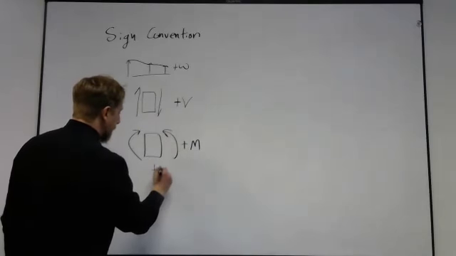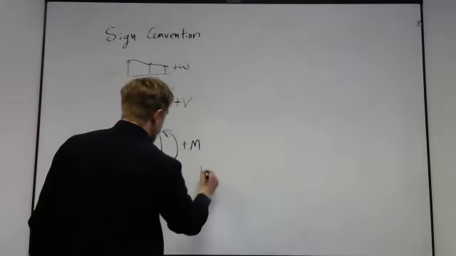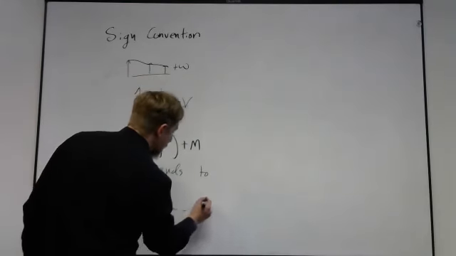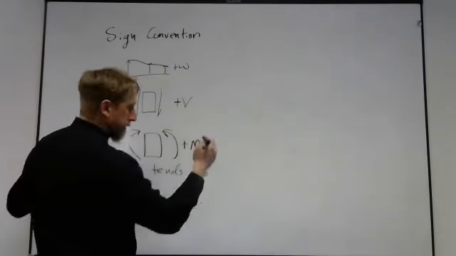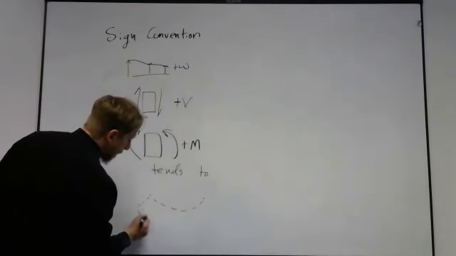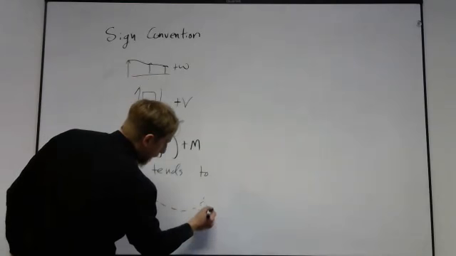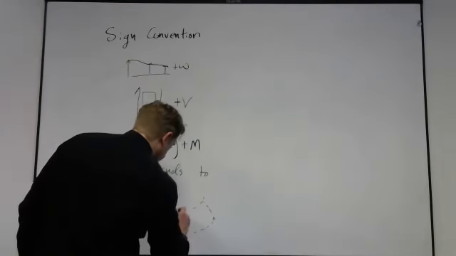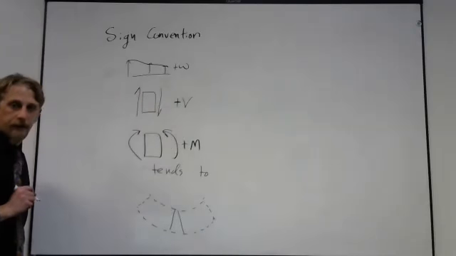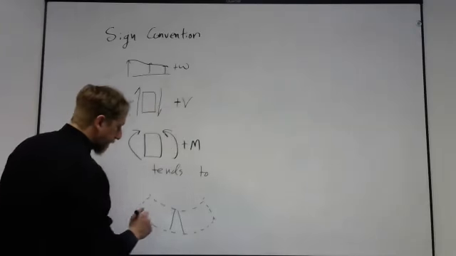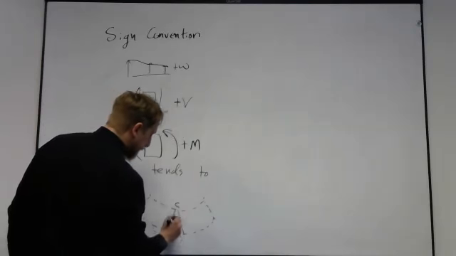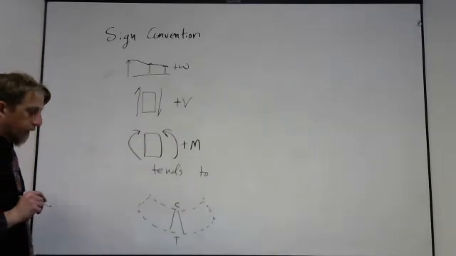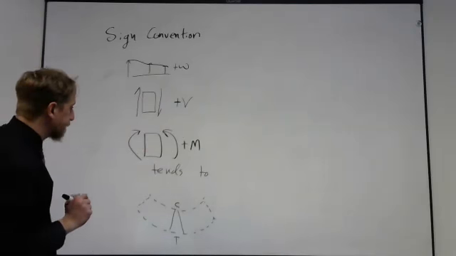Another way to remember this is it tends to bend it like this. You can see that these forces are trying to bend it like this, i.e. concave up, and that's no accident. If I draw a little piece there, then I can see that this is in compression and this is in tension.